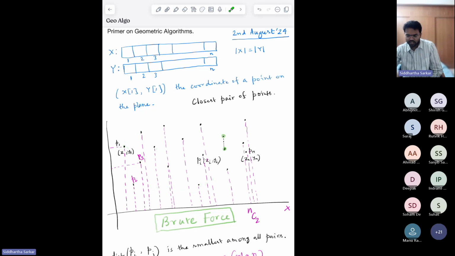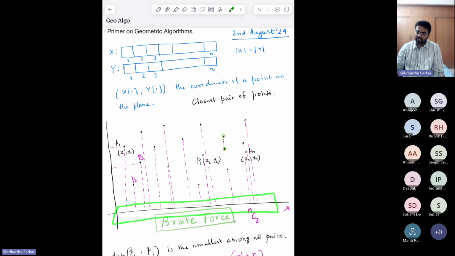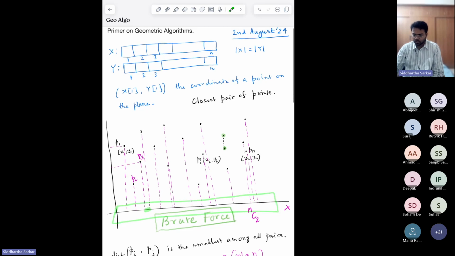Can we do something by separately sorting X coordinate and Y coordinate? So that's what we tried to do. We tried to project points on the x-axis and then check according to projections. Once we have projected, we have a one-dimensional setup that we have already solved. Then we thought, can we report the closest pair here or here, and that will give us the correct answer?